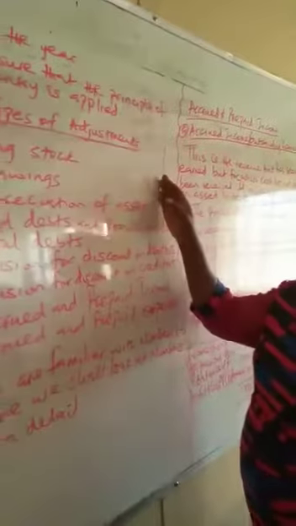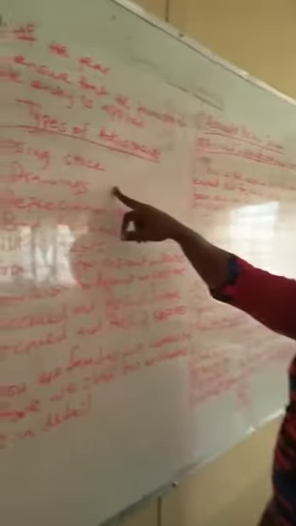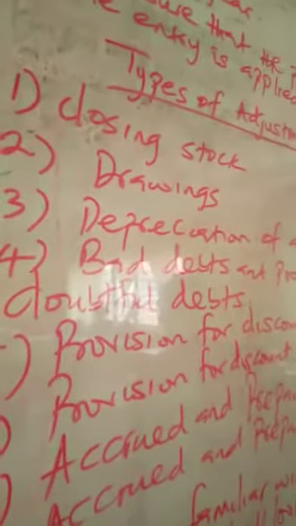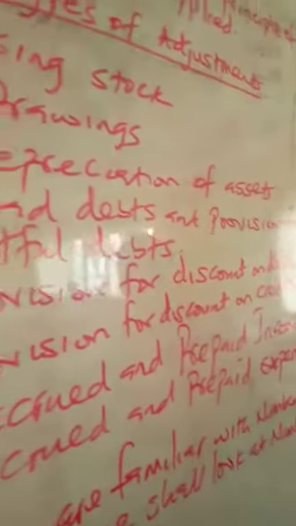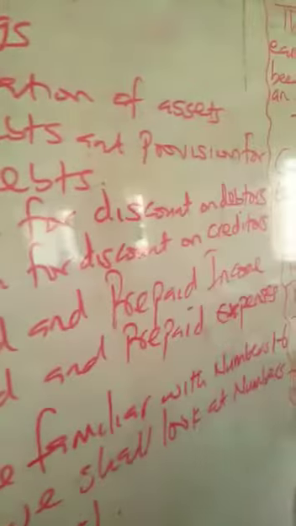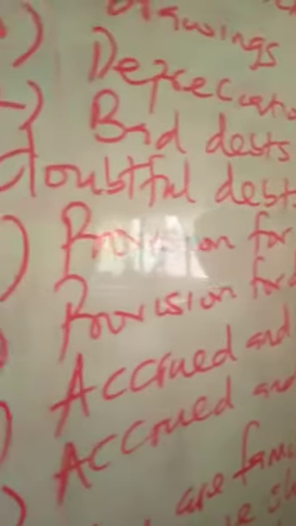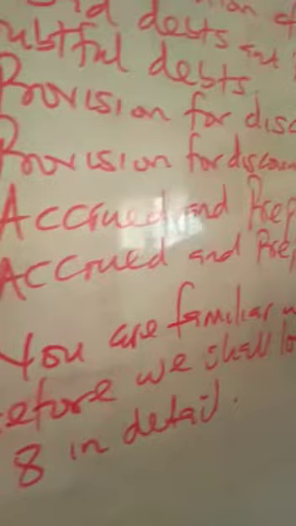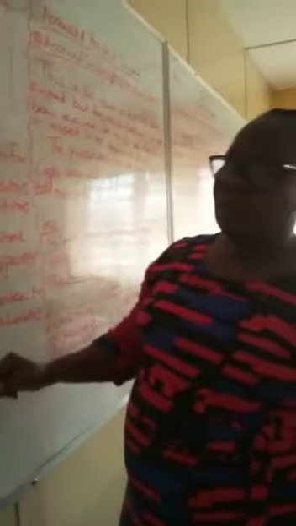Types of adjustment. The first type of adjustment is the closing stock. You are familiar with that. The second one is drawings. The third one, depreciation of assets. Number four, bad debts and provision for doubtful debts. Number five, provision for discount on debtors. Number six, provision for discount on creditors. Number seven, accrued and prepaid income. Number eight, accrued and prepaid expenses. You are familiar with numbers 1 to 6. So we shall look at numbers 7 and 8 in detail.